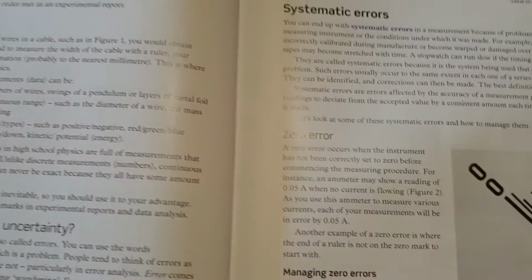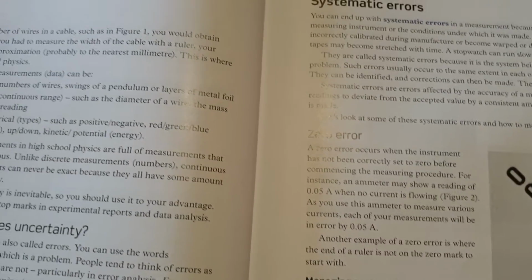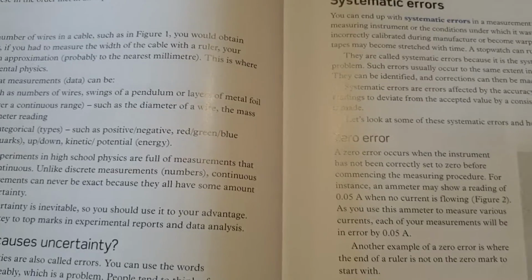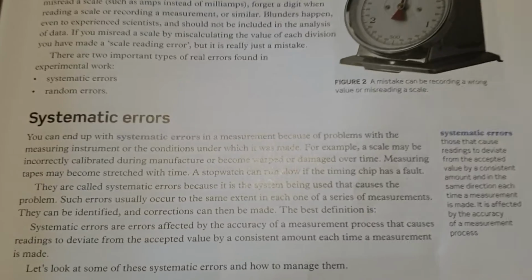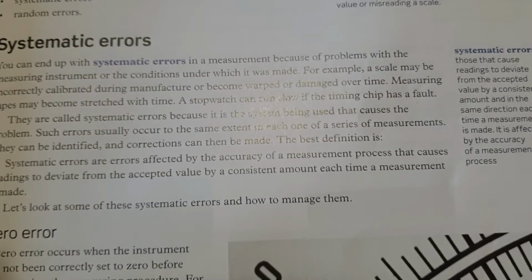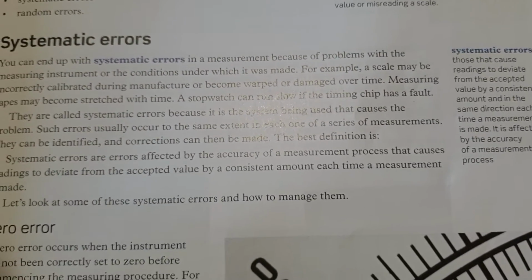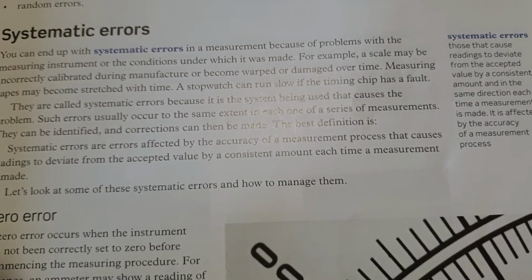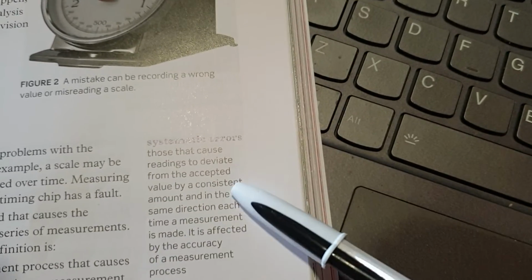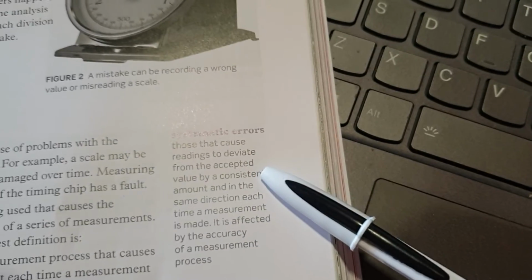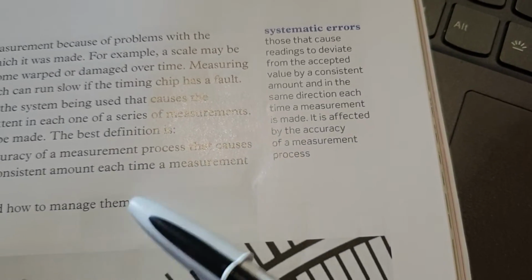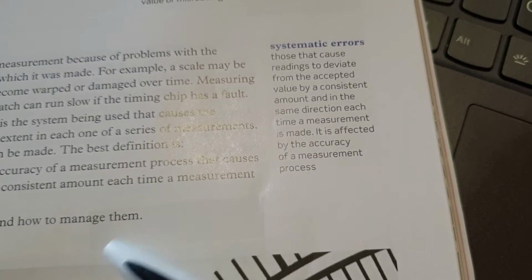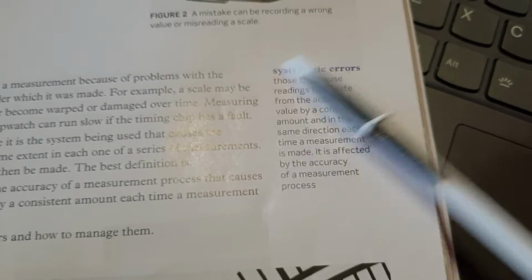Errors and error analysis. So, systematic error comes from your measuring instruments or your measuring technique, and it is consistent. So those that cause readings to deviate from the accepted value by a consistent amount. If you're looking at a graph, you will find that it should go through 0, 0. If it's not, then that's a sign of your systematic error.